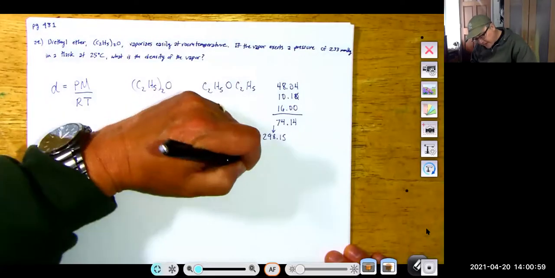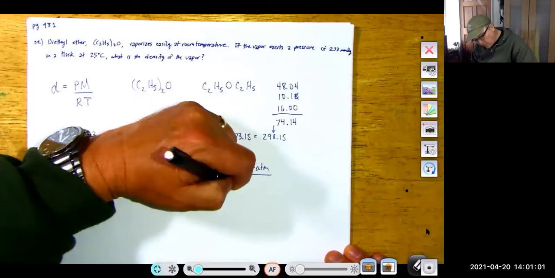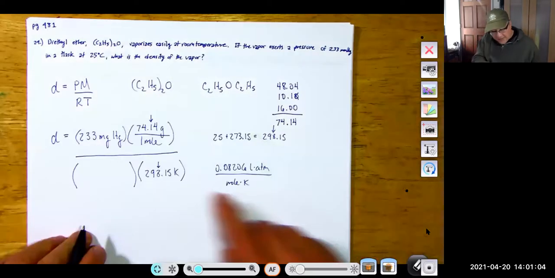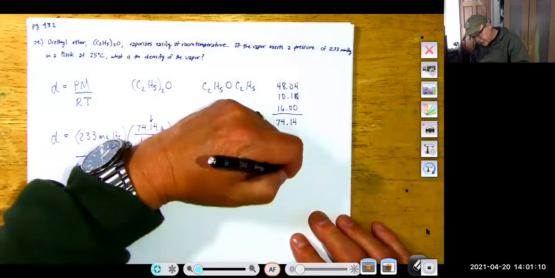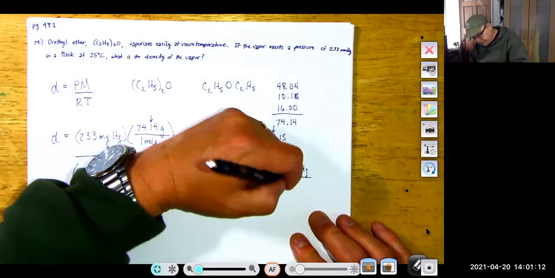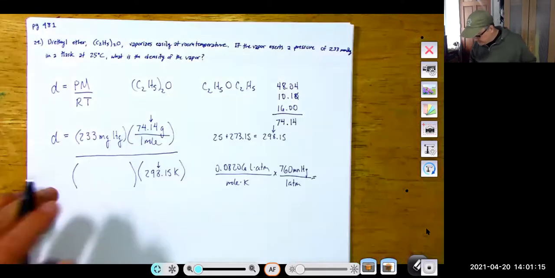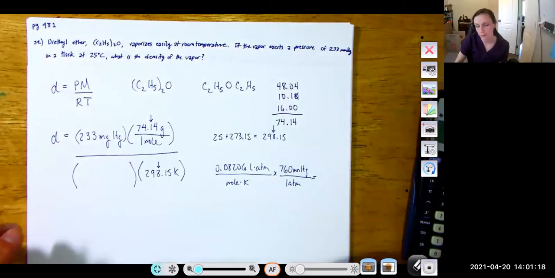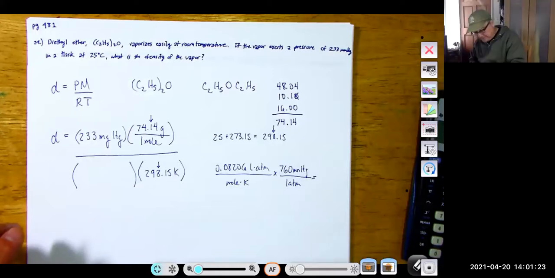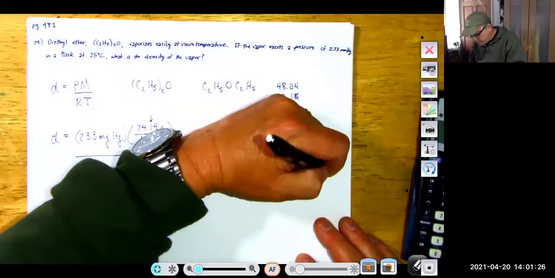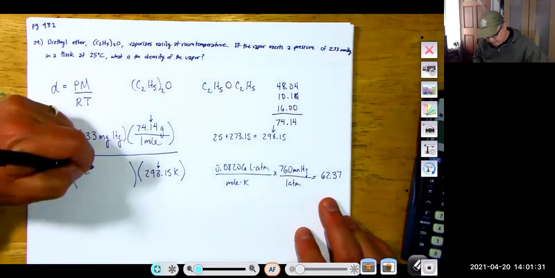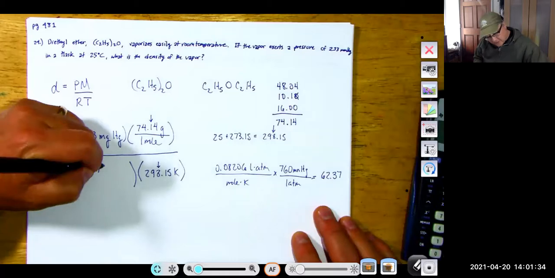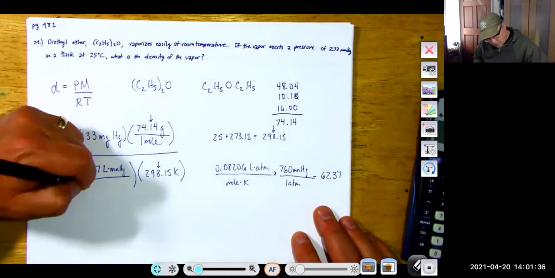Now we have 0.08206 liters atmospheres per mole per K. There's another R that has millimeters of mercury. And to get that, we would multiply by 760 millimeters of mercury per 1 atmosphere. And let's see what this comes out to be. Would it have been okay to convert it before plugging it in? Yeah. Okay. But we end up with 62.37 liters millimeters of mercury per mole per K.